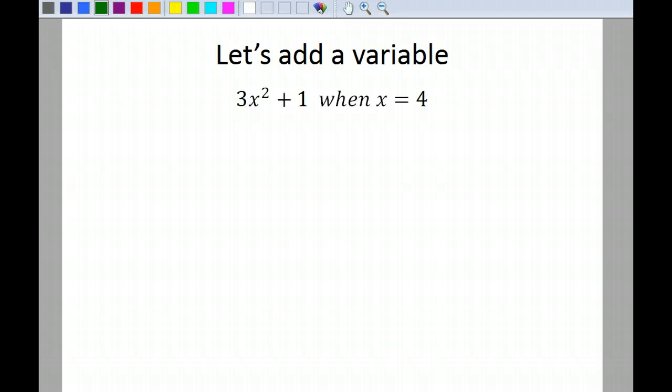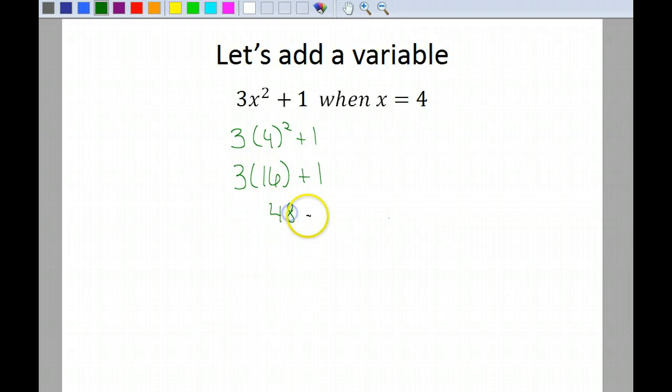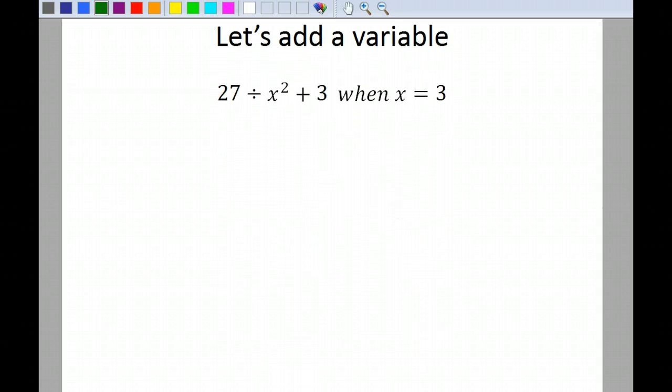Now let's see what happens when we add a variable. Now I have 3x squared plus 1, and I want to look at this when x is equal to 4. So everywhere that I have an x, I'm going to put a 4. So I have 3 times 4 squared plus 1. Well, what's 4 squared? I have exponents, so I've got 3 times 16 plus 1. What's 3 times 16? 48. So I have 48 plus 1, which is equal to 49.